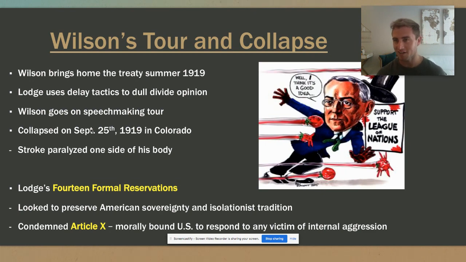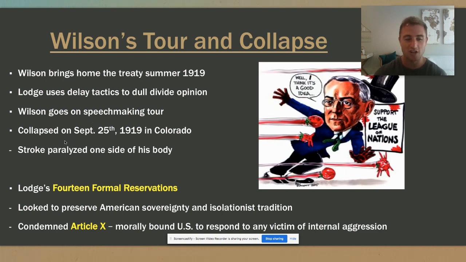Wilson, to combat this, goes on a speaking tour around the country where he's giving speeches each and every night. He is frail. He is getting older now. In 1919, he collapses in Colorado with a stroke. Literally, it is killing him, the stress of getting this treaty ratified. When he is debilitated, Henry Cabot Lodge is going to write a very spiteful document called the 14 Formal Reservations, which is obviously a play on Wilson's 14 points, where he criticizes Wilson's 14 points.